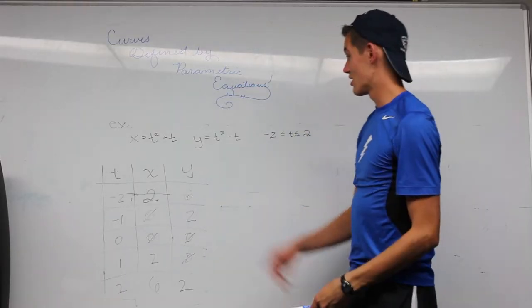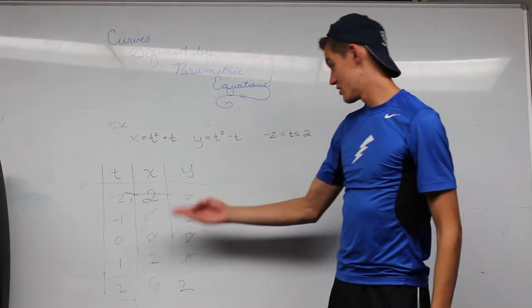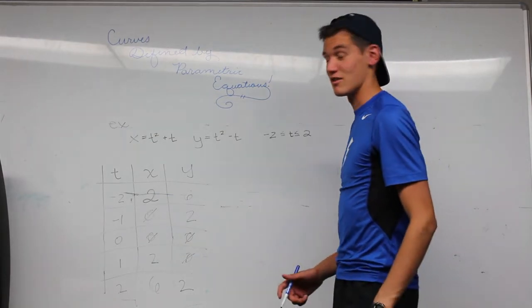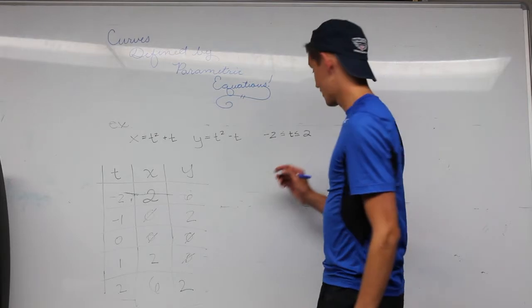Alright, step 1, you have your equations. Step 2, you make your table and you find your values. Now we're going to draw a graph. We're going to see what kind of picture it makes.